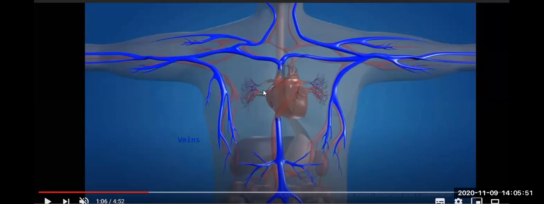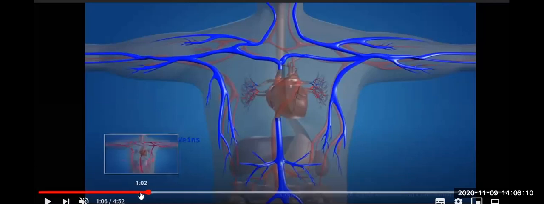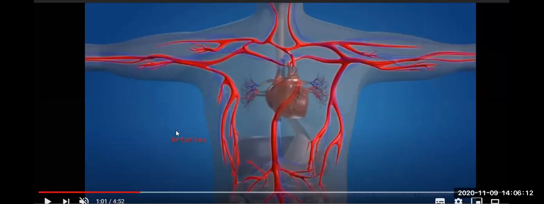Oxygenated blood is carried by arteries. Very good, right? Everyone should remember: the red one is arteries, A-R-T-E-R-I-E-S. Red one, arteries. So red oxygenated blood is carried by arteries.